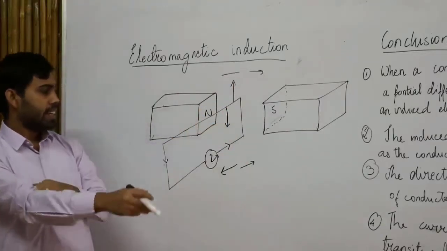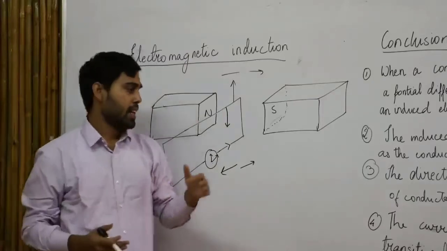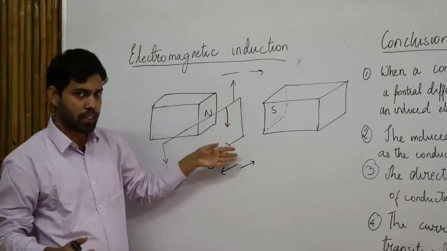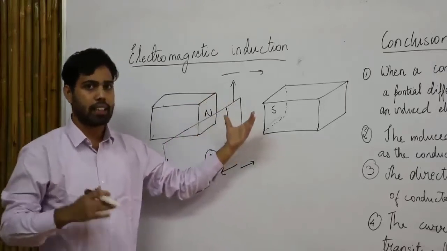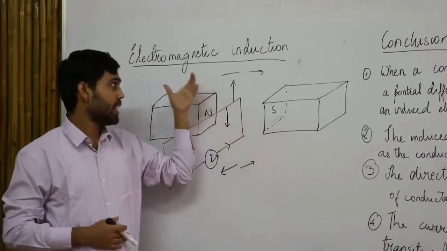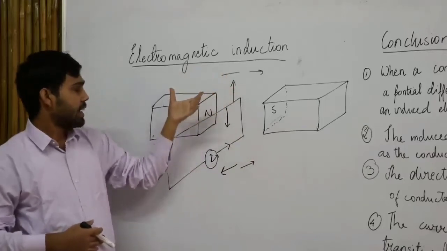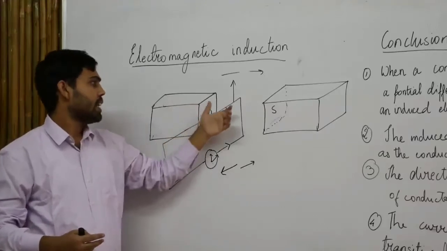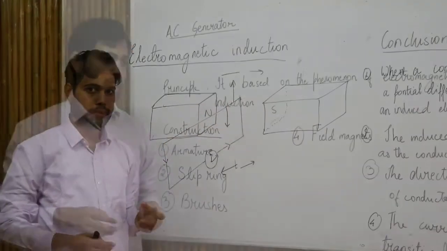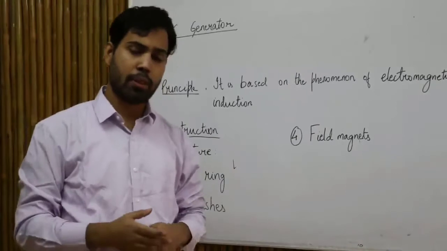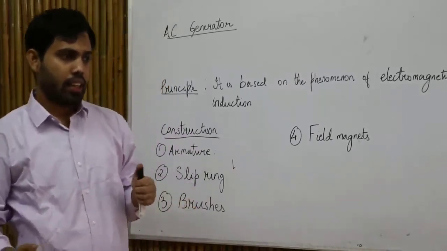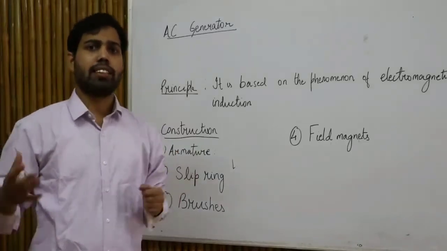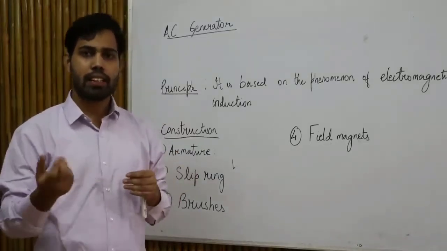Now what do you understand by induced current? The current which is induced in a conductor due to the movement of the conductor in a magnetic field is your induced current. And what is electromagnetic induction? Electromagnetic induction is the phenomenon due to which a current is induced here. So we have discussed electromagnetism and how a conductor, when it is moved in a magnetic field, generates electric current in it.